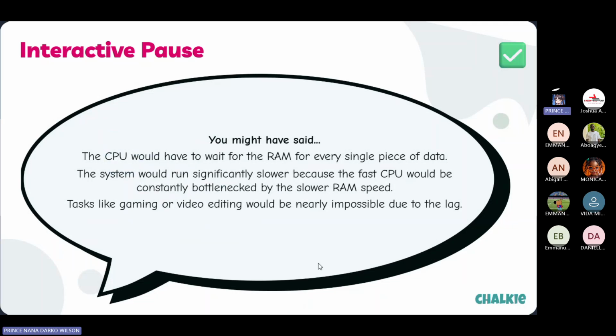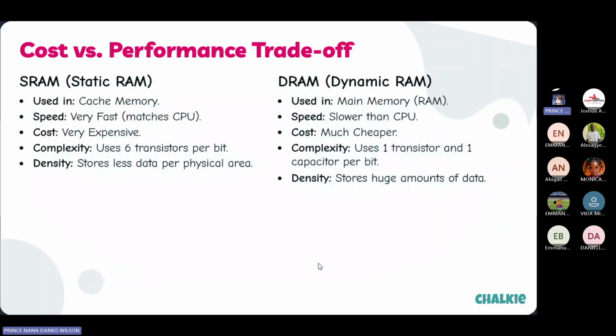Static RAM. It is used in cache memory. It is very fast and it matches the speed of the CPU. That's crazy fast. It is very expensive. It uses 6 transistors, 6 whole transistors per single bit. And in terms of density, it stores less data per physical area. So it means in order for it to do what it is capable of doing, it has to lose its size, and it also has to use very high-end materials, making it very expensive. And it matches the speed of the CPU, and it is used in cache memory.